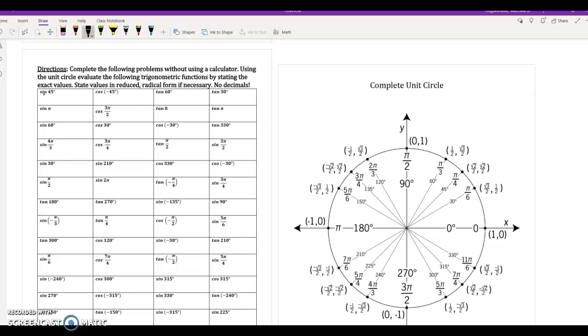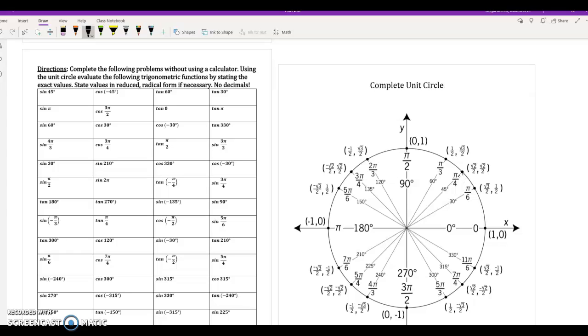So let's start with an early, easy one, sine of 45 degrees. On my unit circle, I should be able to go to the 45 degree rotation mark right here. This is the terminal side starting from 0. And this point, I'm looking for the sine of 45 degrees.